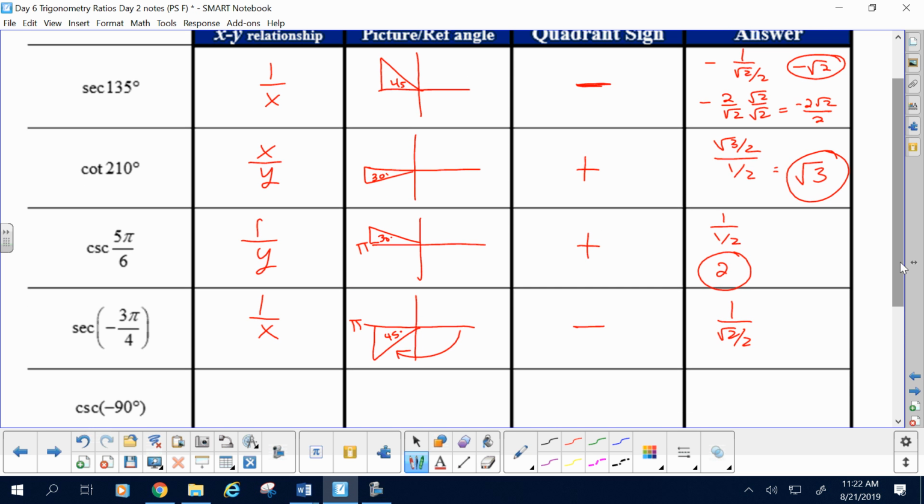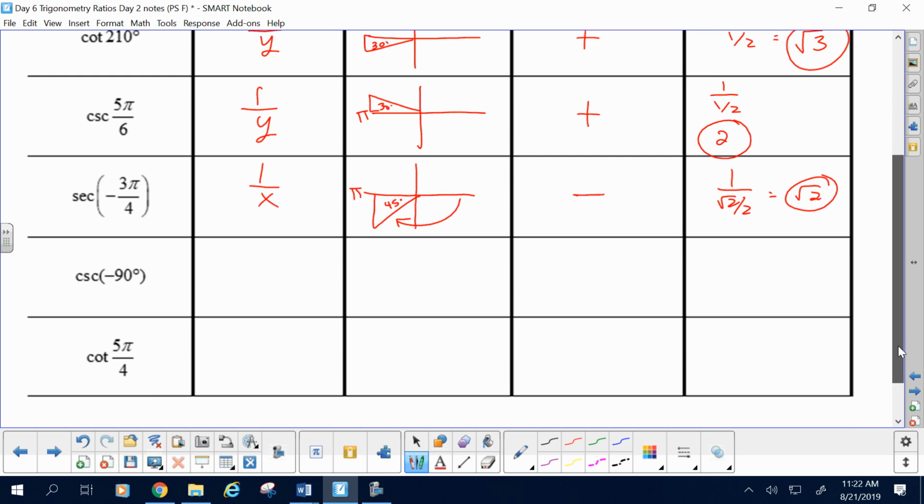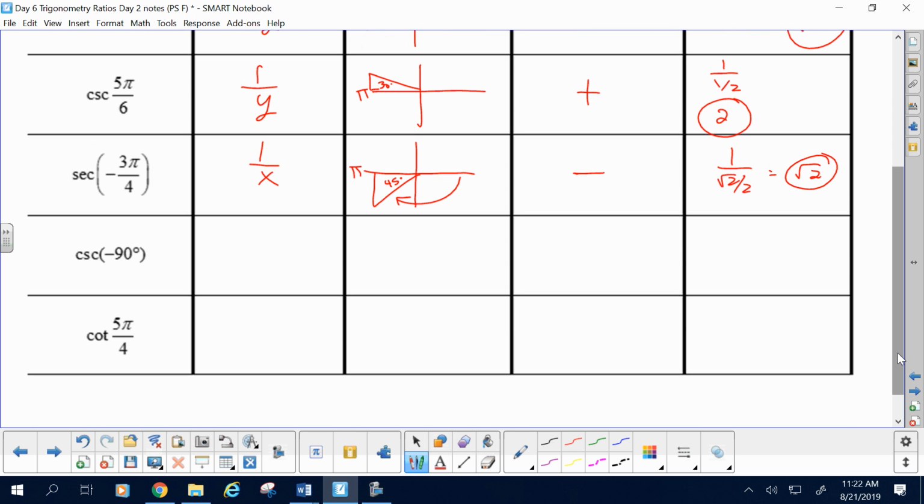When I deal with that 1 over root 2 over 2, how does it eventually pan out? Root 2 over 2 or just root 2? Just root 2. I don't need to show all that. Rational. Negative. Oh, yep, sorry, forgot my sign. Negative. Good point. Thank you. Okay. Cosecant of negative 90.